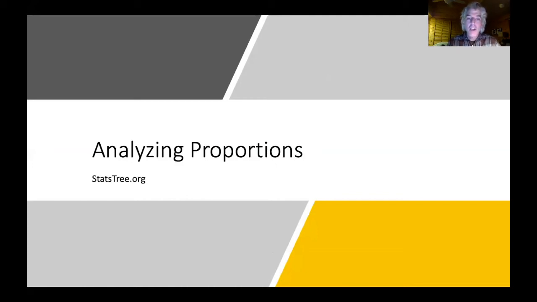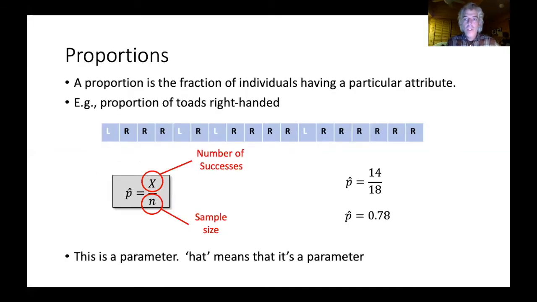Today, we're going to be talking about how we analyze proportions. Proportions are simply measurements from a statistical sample in which the value that we're estimating from the sample is the fraction of individuals in that sample that have a particular attribute. So typically, we're talking about nominal data here. And in this example that I'm showing here, it's a particular type of nominal data where there's two different values or states that each observation could take.